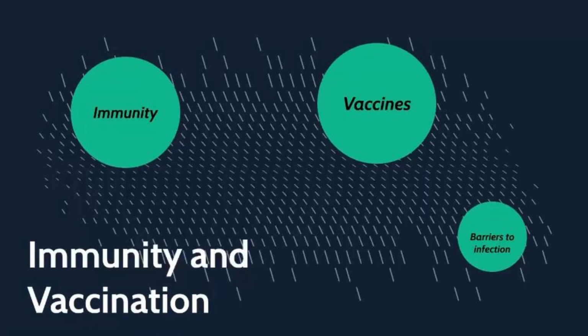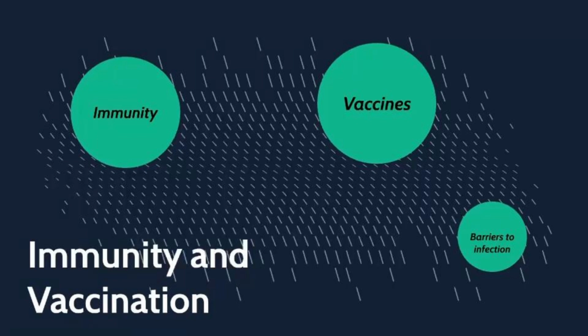Today we are going to finish off the immunity module by looking at different types of immunity and also vaccines, how they work and how they can be used to control diseases. So let's get on and get started.